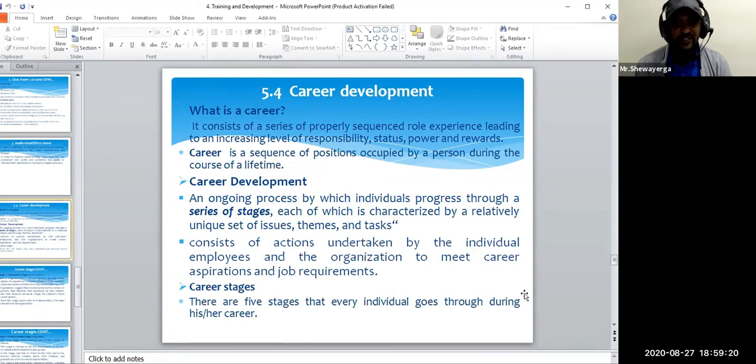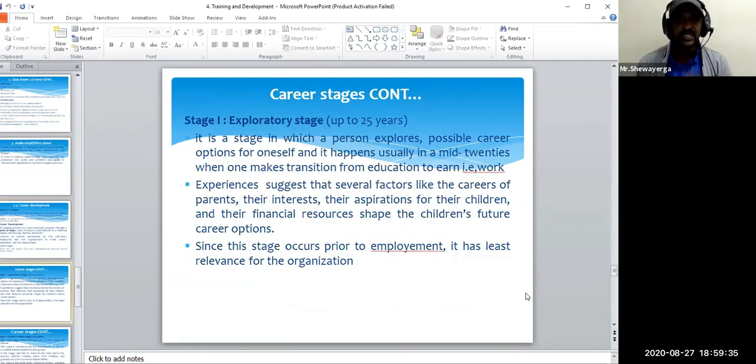So there are 5 career development stages. Every individual goes through these 5 stages of career development. What are they? The first career development stage is the exploratory stage, which is up to 25 years. It is a stage in which a person explores possible career ambitions for oneself, and it usually happens in the mid-20s when one makes the transition from education to work.